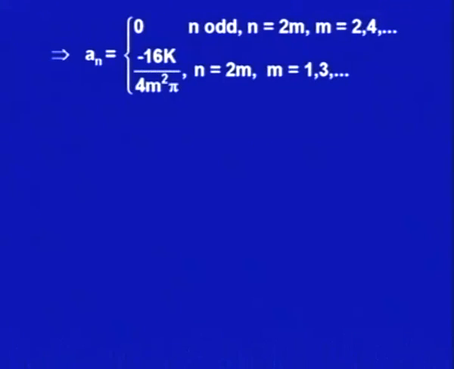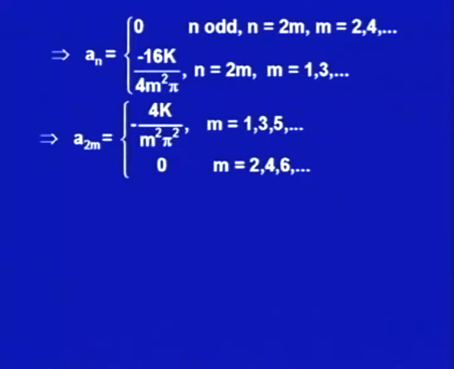When n is even and of the form n is equal to 2m with m as 1, 3, that is n is equal to 2, 6, 10 and so on, we will get a n as minus 16k upon 4m square pi square. We can rewrite it again, since for all odd n a n is 0, for even n, that is n is equal to 2m, we can write it as minus 4k upon m square pi square, for m taking values 1, 3, 5 and so on, that is odd values, and 0 when m is taking even values 2, 4 and 6.